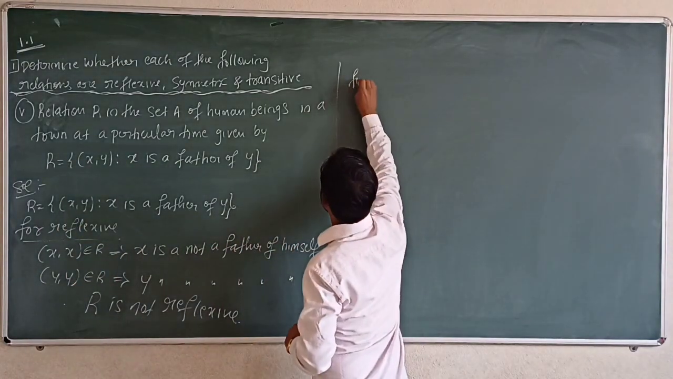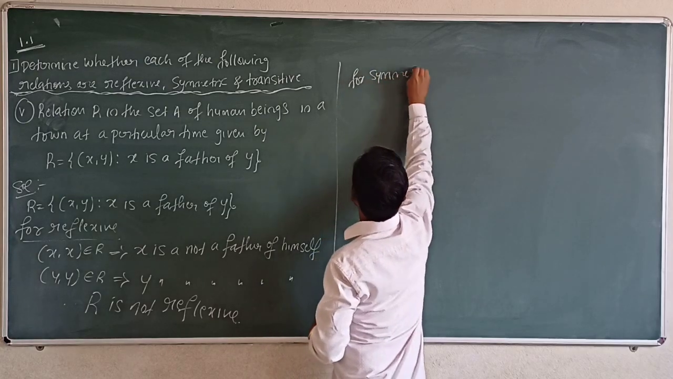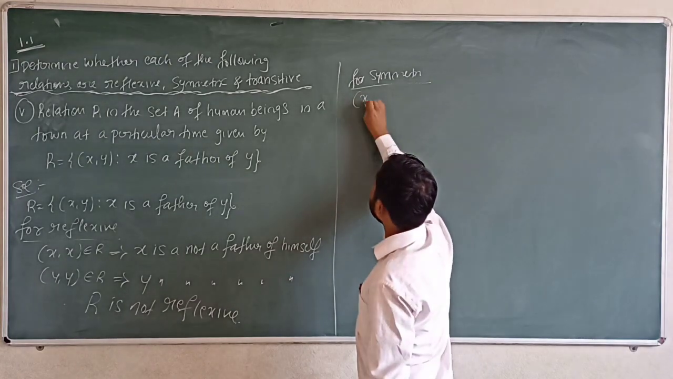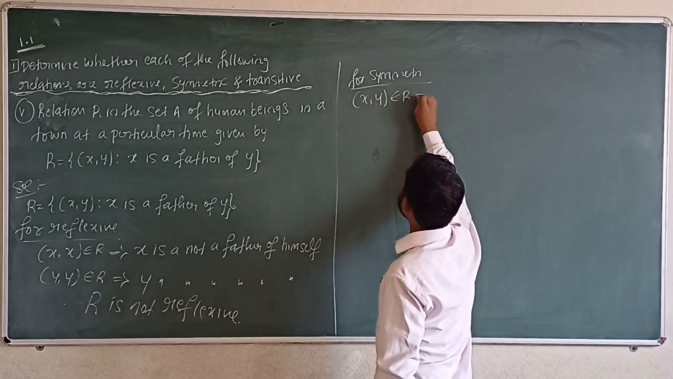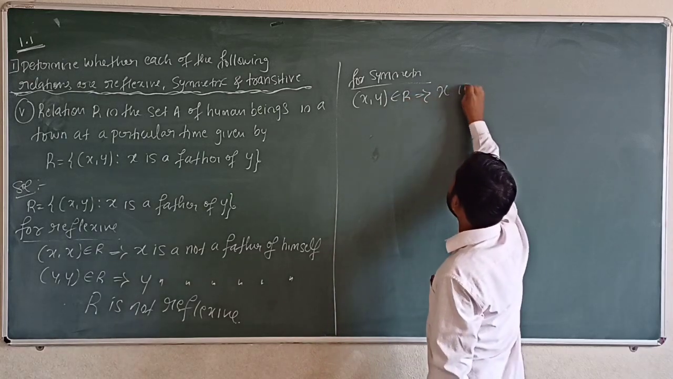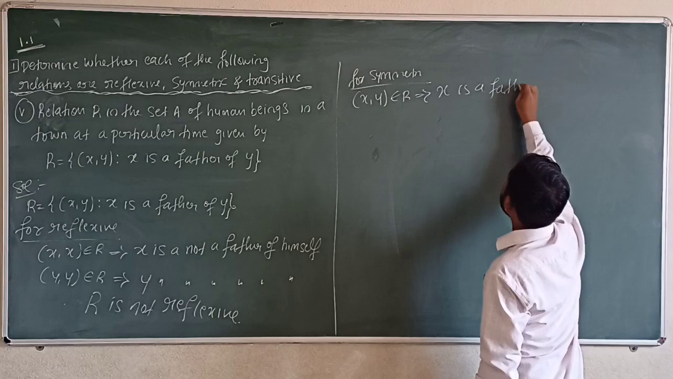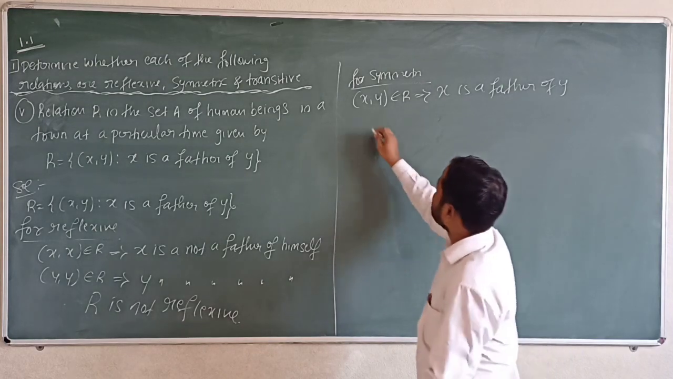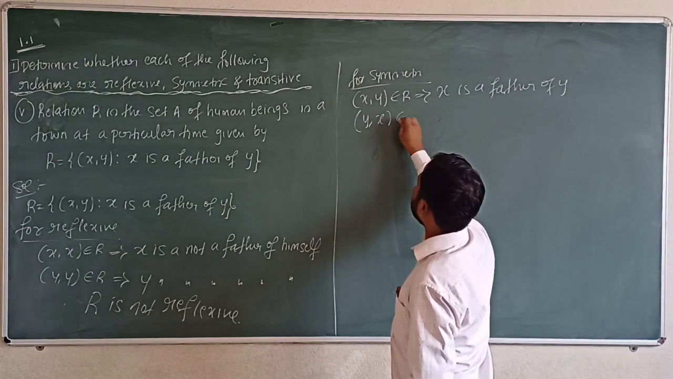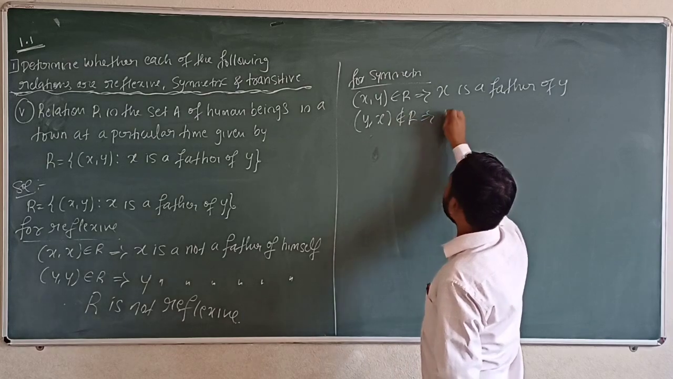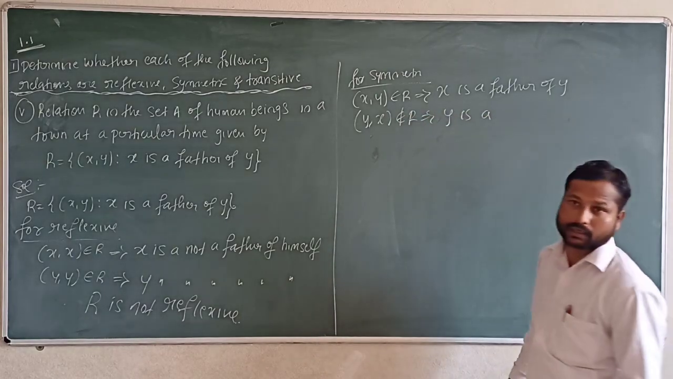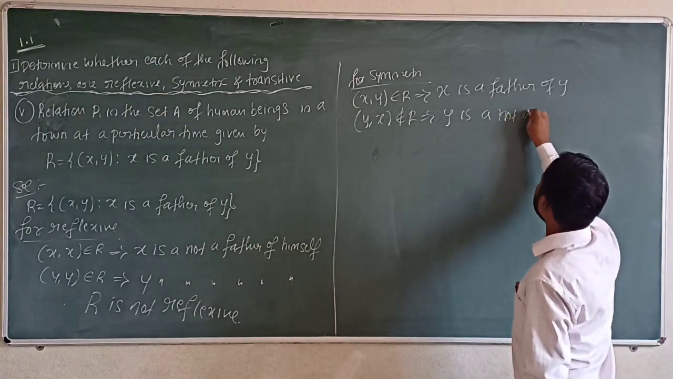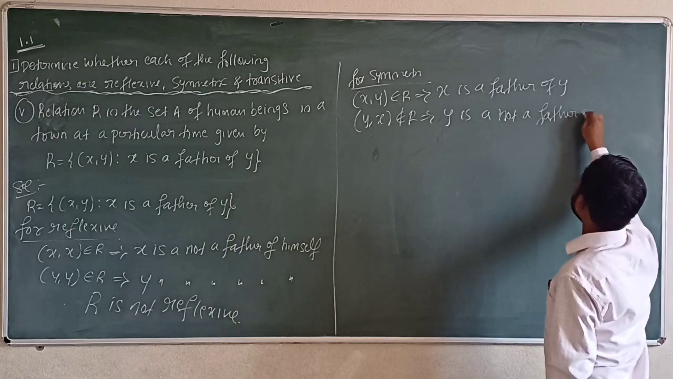Symmetric now. For symmetric, meaning (a,b) implies (b,a). Got it? Take it that (x,y) belongs to R. It implies, apply the relation, x is a father of y. Correct, the relation is correct here, right? Take this (y,x) belongs to R. Is it that y is a father of x? No. Y is not a father of what here?